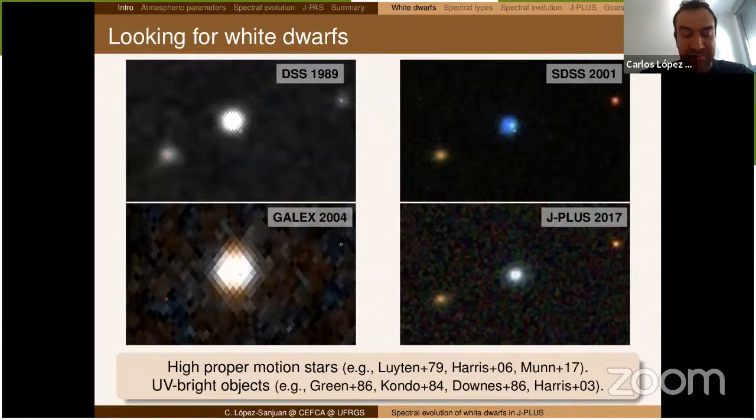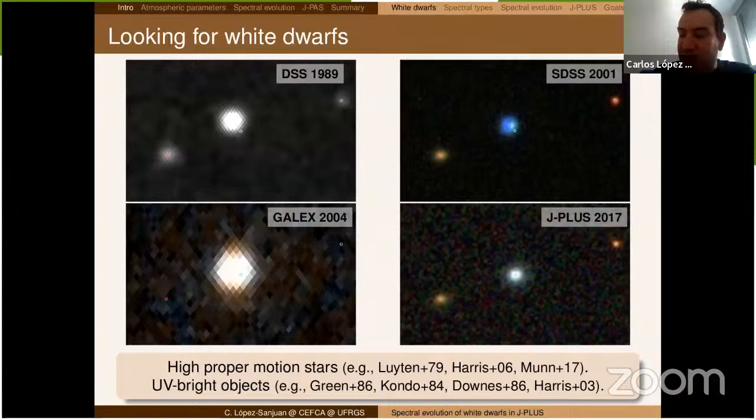So in the last century, there were 2 main ways to look for white dwarfs. Here you can see 4 images taken at different epochs from 1989 to 2017. And I don't know if you can see it, my mouse, but there is a small dot marking the position of this white dwarf in the latest epoch. And if you go to previous epochs, you see how it moves, something that doesn't happen with the other 2 objects that you can see in the field. So looking for high proper motion stars was a very efficient way to discover new white dwarfs.